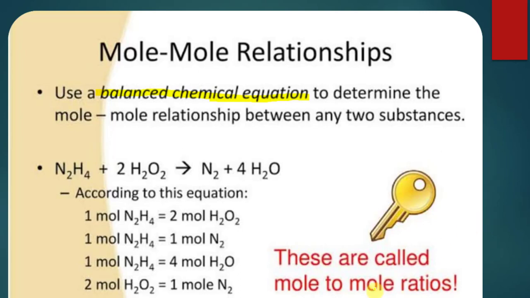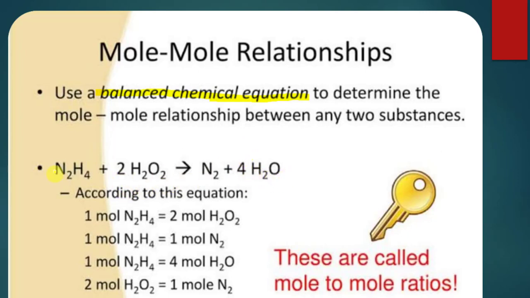So you see here N2H4 and H2O2 are combined to give N2 and H2O. Then after we balanced it, N2H4 plus 2H2O2 gives N2 plus 4H2O. So we balanced it. Is it balanced or not?